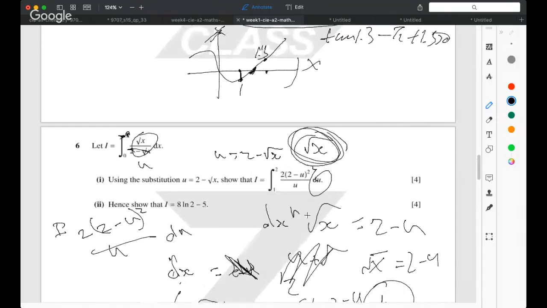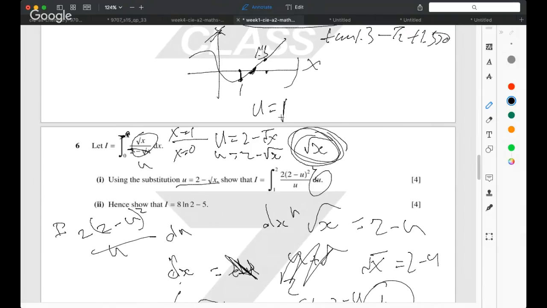And the last thing you need to change is the integration limit. How do you change the integration limit? I don't know. So originally we had integration from x is equal to 1 to x is equal to 0. Now you need to change it to u. We had the equation u equals 2 minus root x, right? So when x is equal to 1, what is u?